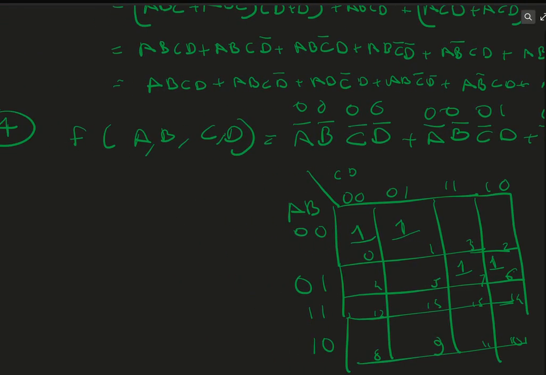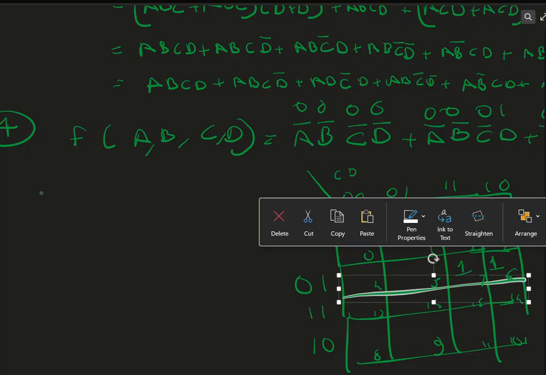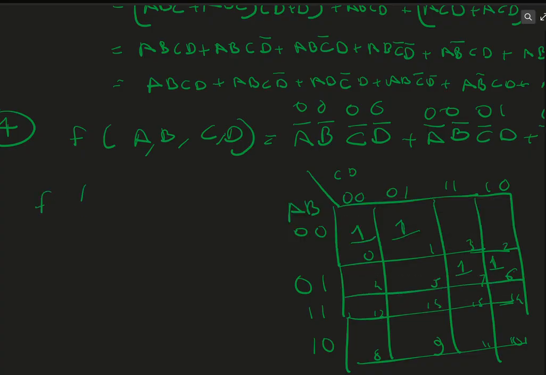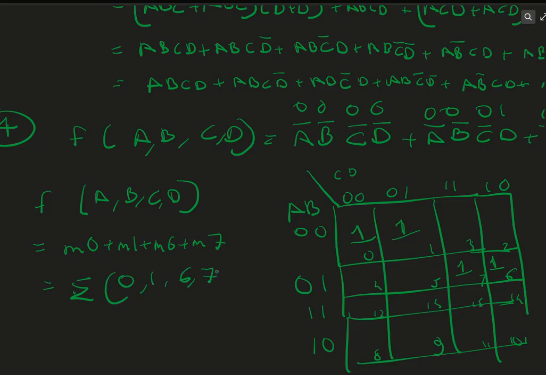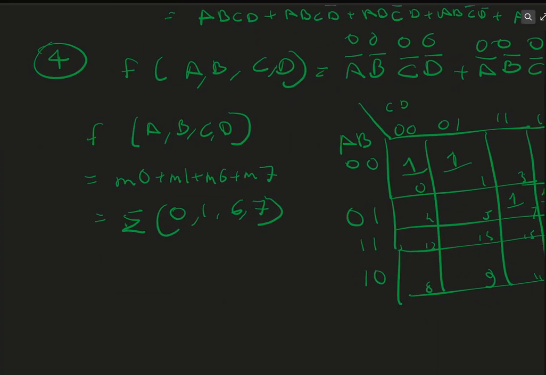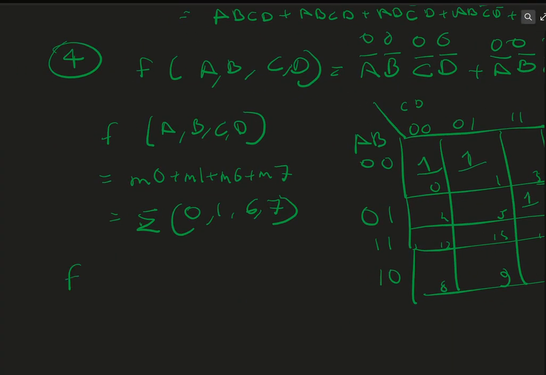So you get it. So A, B, C, D is the sum of the min terms M0, M1, M6, M7, which you can write with the summation sign of 0, 1, 6, 7. They are actually for the min terms. The max term is just the opposite of this.